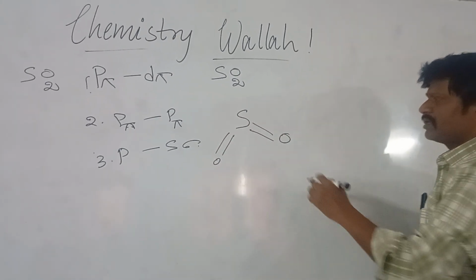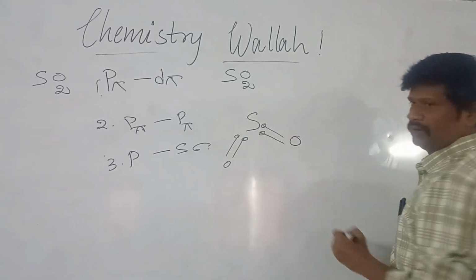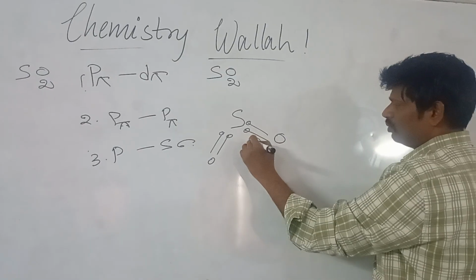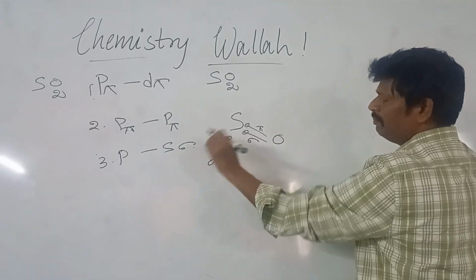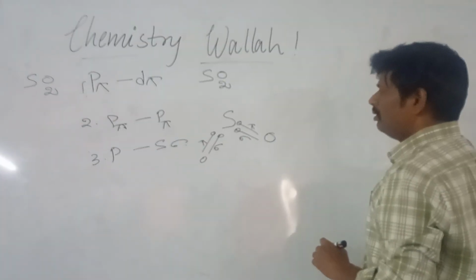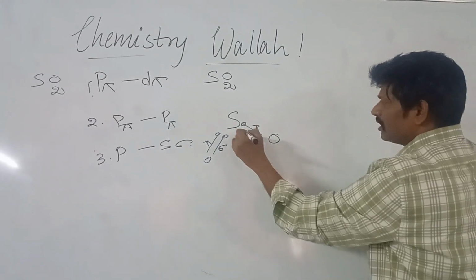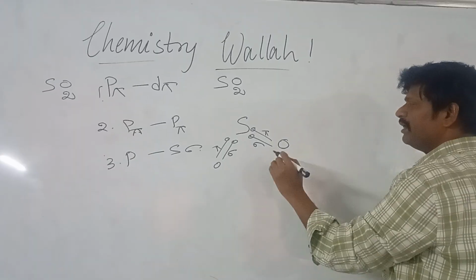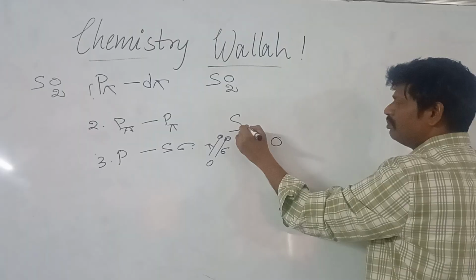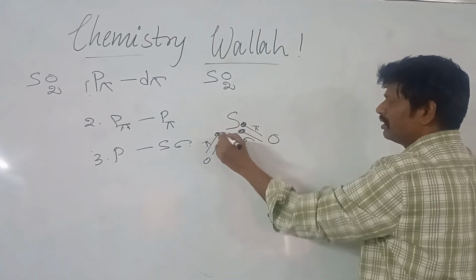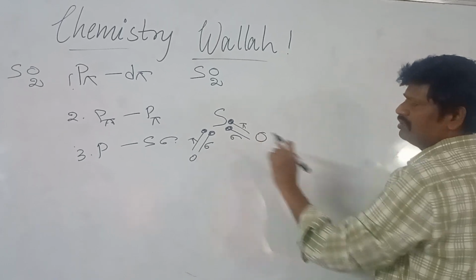According to the structure, how many bonds do we have? We have 4 bonds. 4 bonds mean one sigma and one pi, and again one sigma and one pi. So by seeing this molecular structure, the central sulfur atom has to maintain 4 single electrons, because we have 4 bonds with the 2 surrounding oxygen atoms.